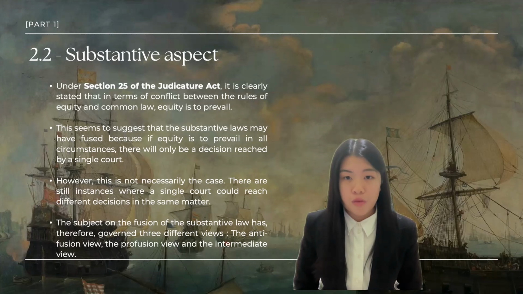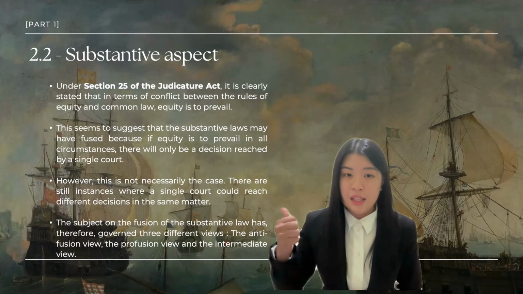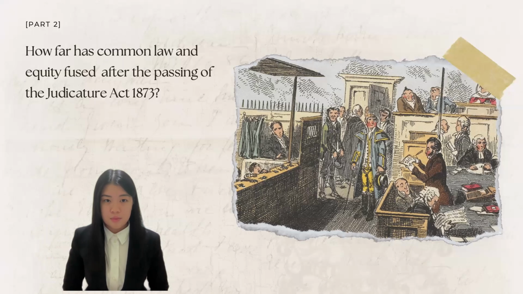The subject on the fusion of substantive law has therefore governed three different views: the anti-fusion view, the pro-fusion view, and the intermediate view. This leads to the second part of the discussion of how far has common law and equity fused after the passing of the Judicature Act 1873.